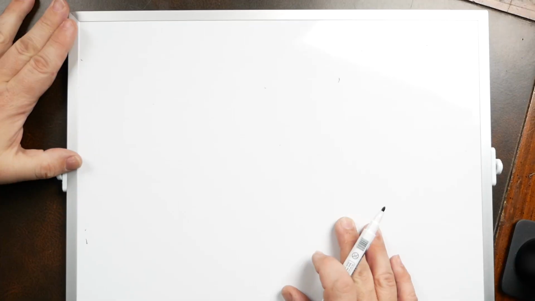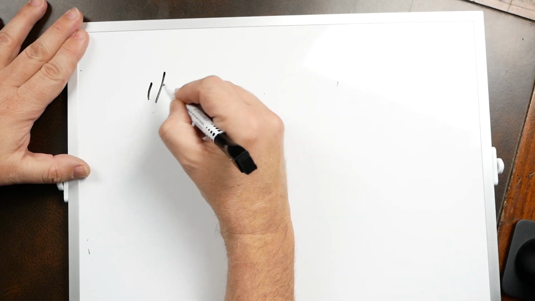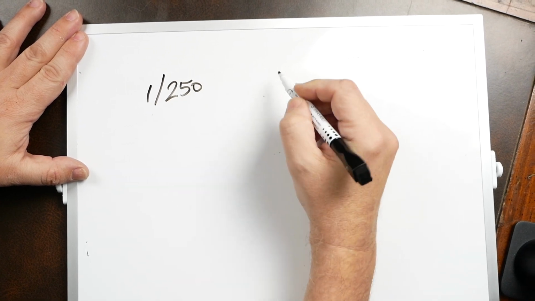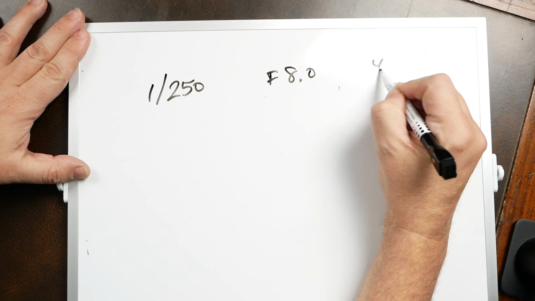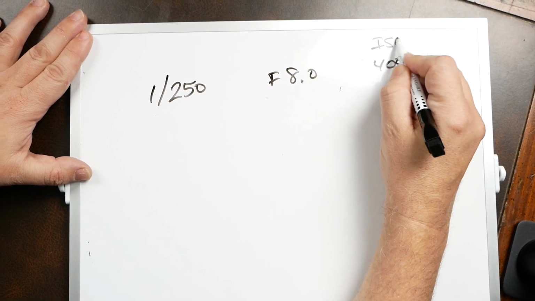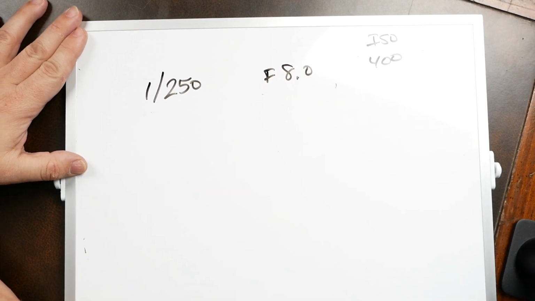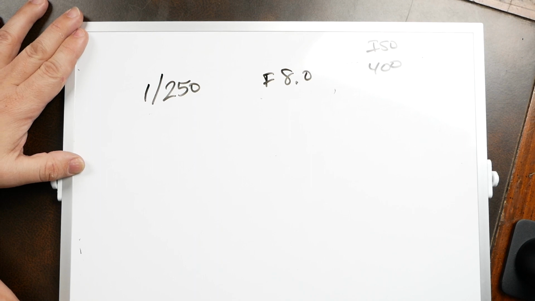Thank you. Okay, so now let's say you've taken your camera and you've done the same thing. You put it back on automatic and it's giving you a 1/250th of a second. And it's giving you an f8. It's giving you an ISO of 400. But this time you want to stop action. You're at a racetrack and you want to stop the cars going by.